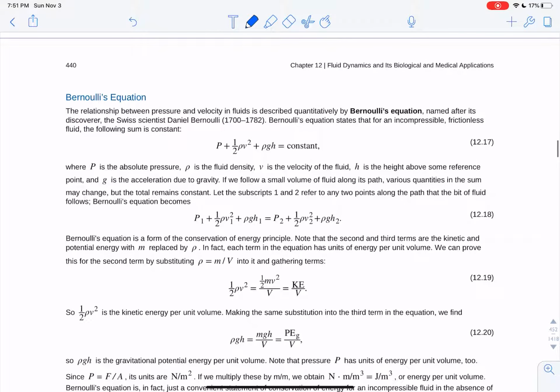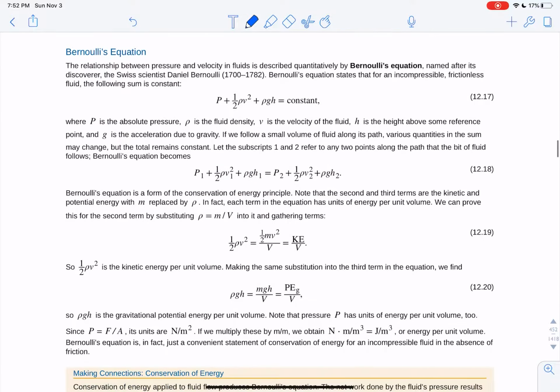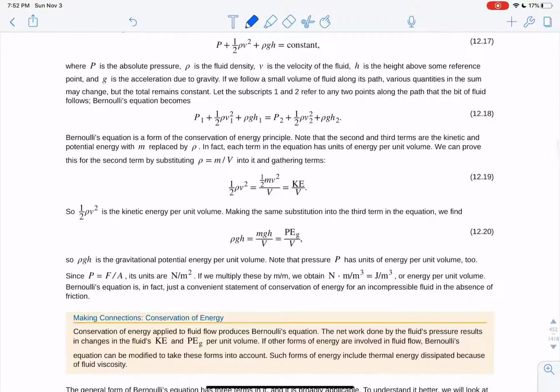So that means if you're at some point in a pipe and you go to another point in a pipe, these two values are equal to each other. So if your velocity changes or you change your altitude or your height, your pressure is going to change too, in order to make sure all these things are equal to each other. Okay, so that's our conservation factor.